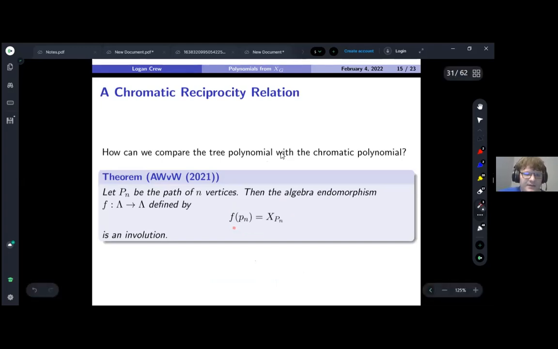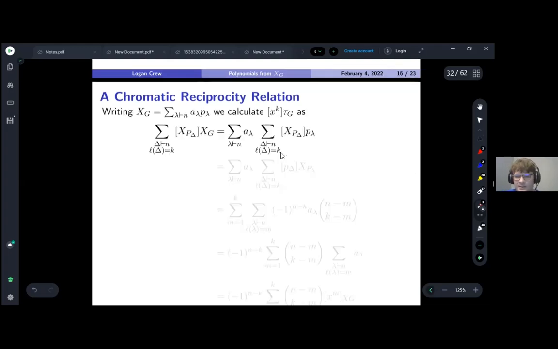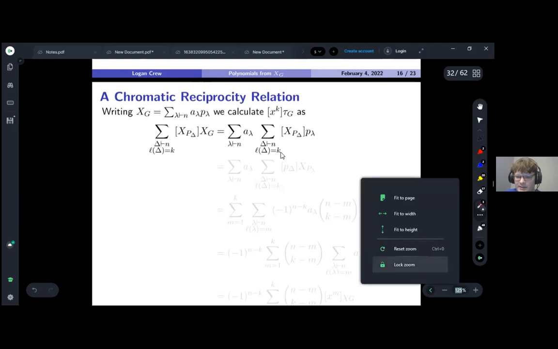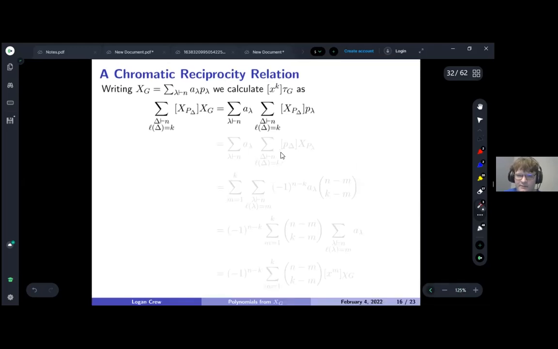This is a very nice fact. This is a very nice fact that is going to be a lot of what allows us to relate the tree polynomial to the chromatic polynomial. And how are we going to do that? This is going to be a slightly technical part, and I'm going to be vague on the details here, but the short answer is how are we going to compute nice things about the tree polynomial?